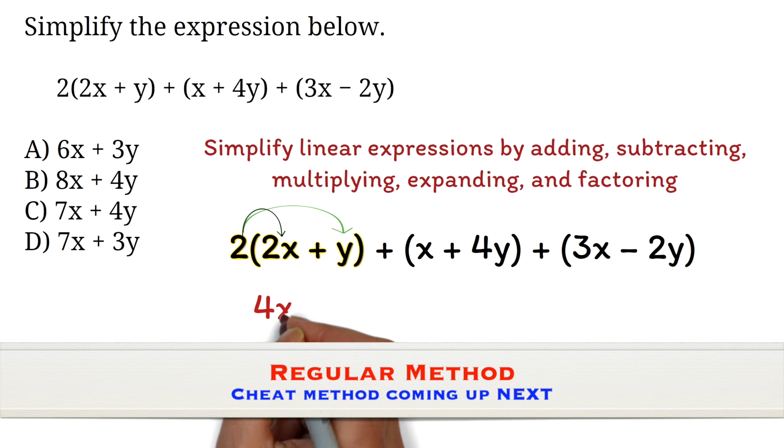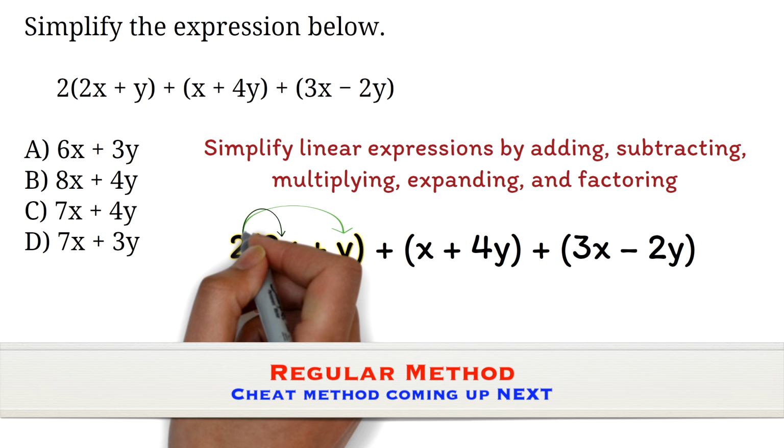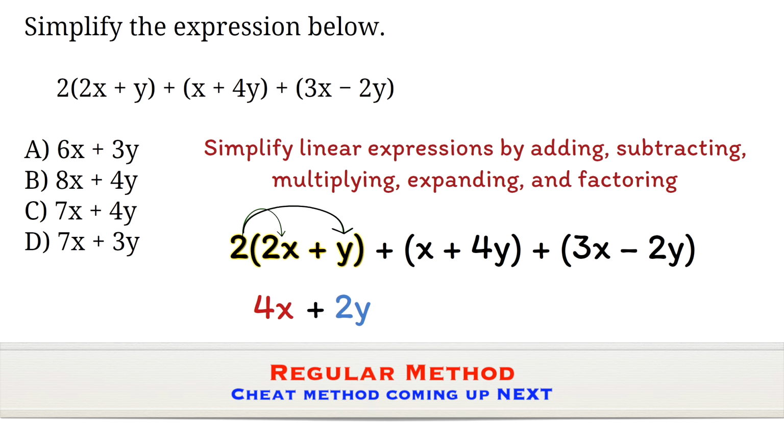2 times 2x is 4x. We just multiplied the numbers and brought the letter after it. Then 2 times y is 2y. Here again, we just multiplied the numbers. y is the same as 1y. So we did 2 times 1 to get 2. Then brought the y after it.